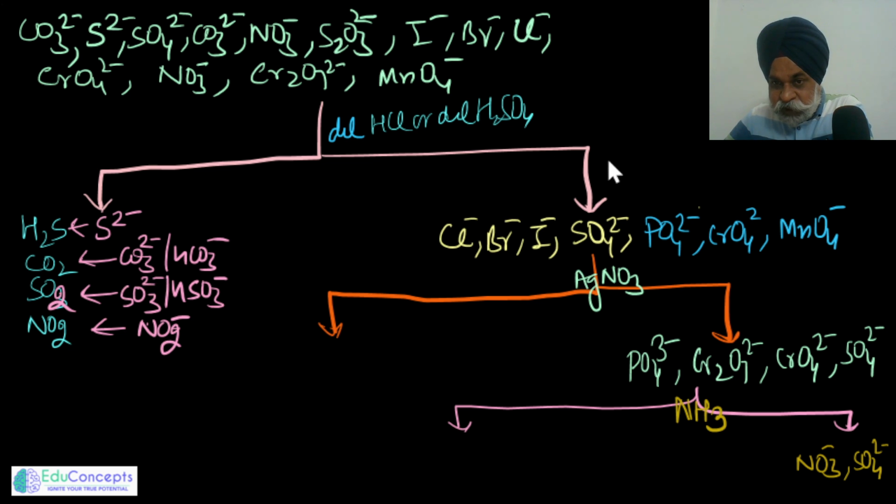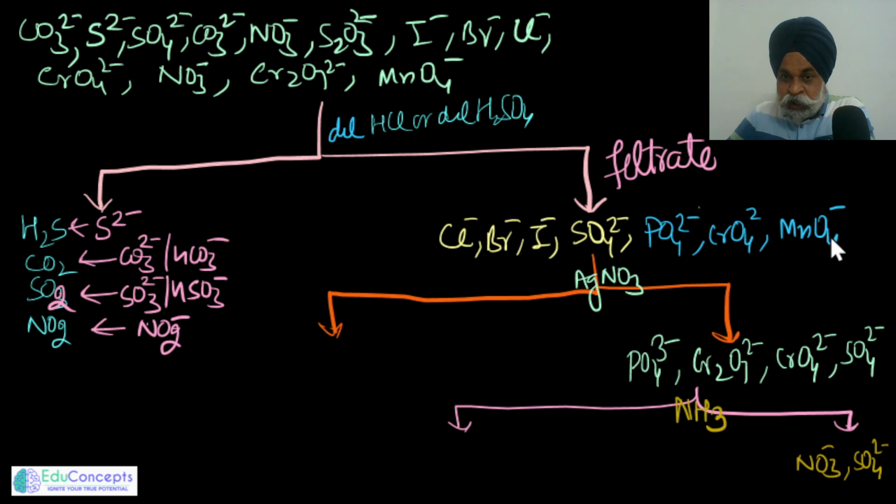And in the filtrate, these are the species which are still left. Now out of these, we will put silver nitrate. This silver nitrate is added to a filtrate which is acidic. We are adding silver nitrate to an acidic filtrate.